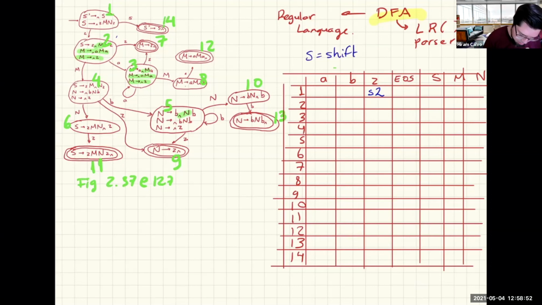So shift number 2. Then if we have also an S, we will go to state 14. And here we won't do a shift. We don't read the input string.